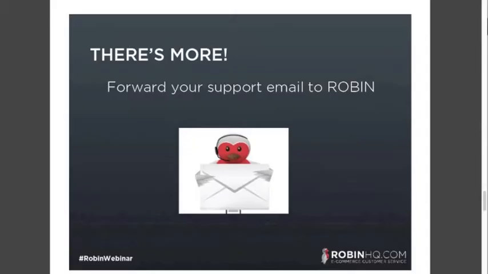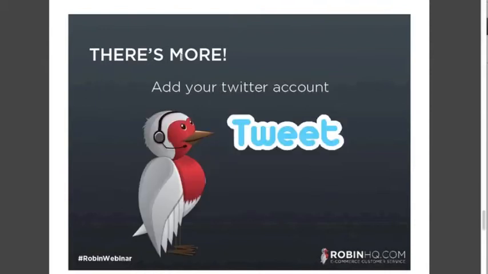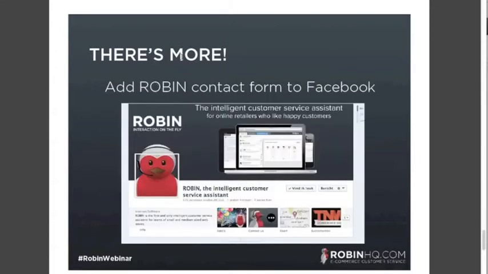There's a couple of other things that I just want to briefly touch on. One is that if you have a dedicated support email, you're able to forward your support emails to Robin. So that's very handy functionality. You're also able to add your Twitter account, so you can respond to tweets from within Robin as well. And this is the Robin Facebook page. You can see here that we have a contact us form. So when we click on this form, the contact tab will open from within Facebook, and we can also send a message from Facebook.